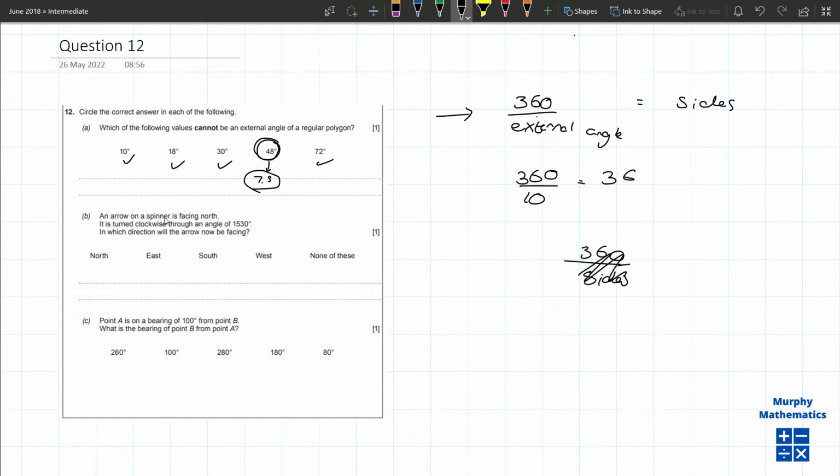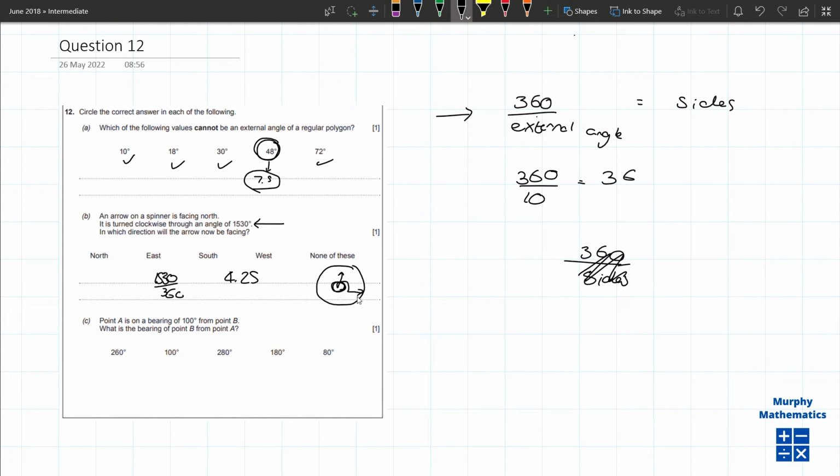Okay, and so an arrow on a spinner is facing north. It is turned clockwise through an angle of 1530. In which direction will the arrow now be facing? So I want to find out how many 360s are in that, how many times it's turned a whole circle. So 1530 divided by 360, that's given me 4.25. So I've started north and I've spun round 4 times and a quarter, so 4.25.